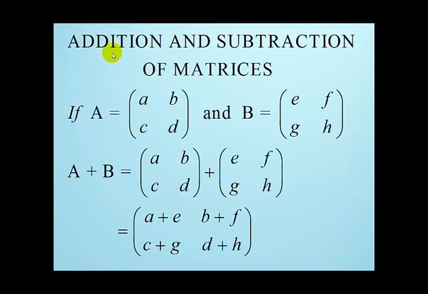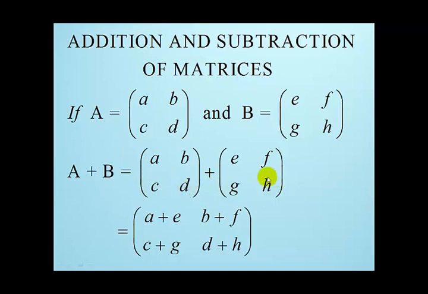Now let's look at addition and subtraction of matrices. Given the matrices A, B, C, D, and E, F, G, H. When we say A plus B, it means we are adding the two matrices together. Now how do we add two matrices together? We add the corresponding entries. So the first element is added to the first element here. The second element is added to the second element here. The third element is added to the third element here. And the fourth element is added to the fourth element here.